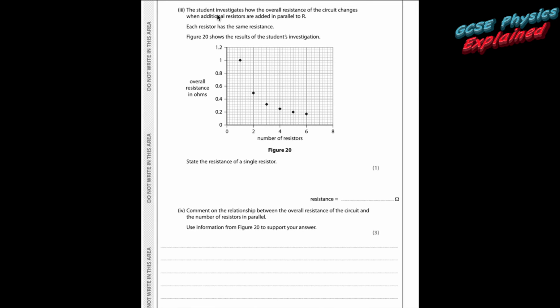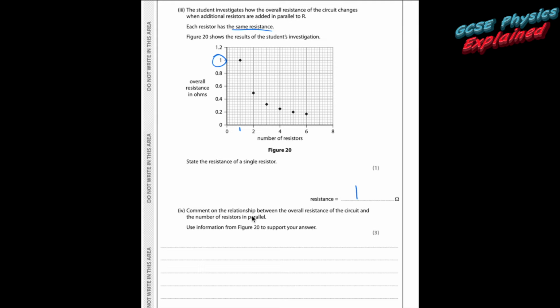Part 3. The student investigates how the overall resistance of the circuit changes when additional resistors are added in parallel to R. Each resistor has the same resistance. Figure 20 shows the results of the student's investigation. State the resistance of a single resistor. Right, number of resistors, well, one resistor will be there. If that's 0 and that's 2 and that's 4 and that's 6, that'll be 1 there. So the answer is 1 ohm.